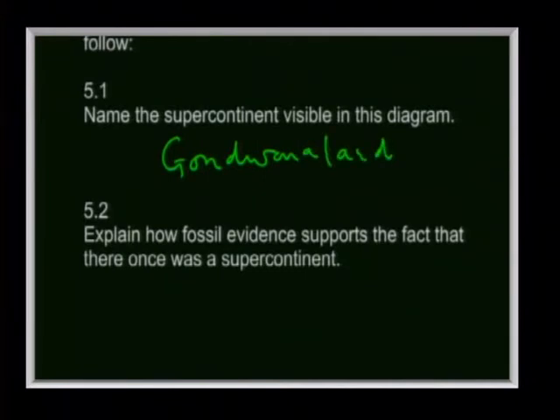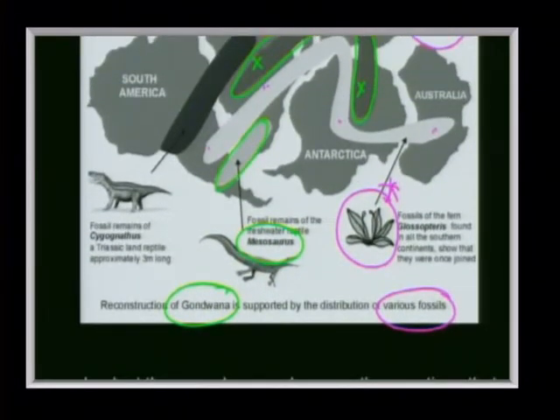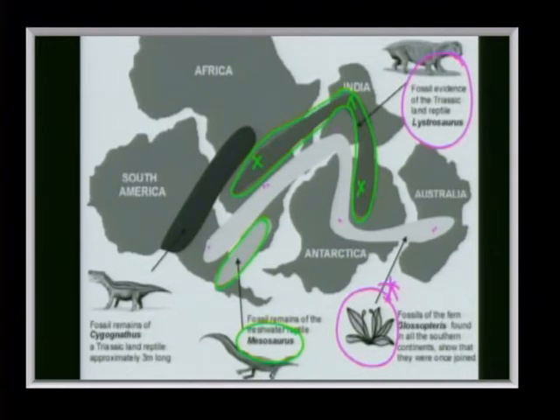Explain how fossil evidence supports the fact that there was once a supercontinent. So if we go back to the diagram, you can see, if we take as an example, and I mentioned it with Glossopteris, the fact that we still find fossils in Australia, in Antarctica, in India, in Africa, and in South America, means that these continents were all connected to each other at some point.